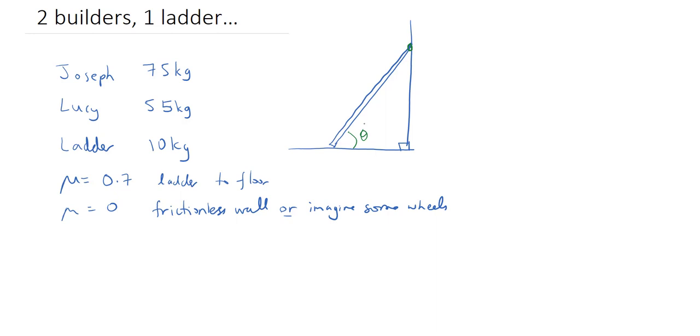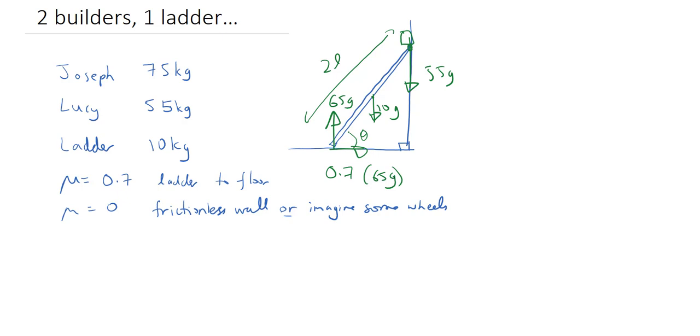Okay, so let's put Lucy at the top. Lucy at the top here, she is going to be 55g. I do need a dimension for this, so I'm just going to call this L. Let's call this 2L. And the mass of the ladder is 10. Have we got everything? We've got a reaction force here. Well, this reaction is going to be 65g, isn't it? And we've got some friction holding the ladder from sliding out. And we know that that is 0.7 times 65g.